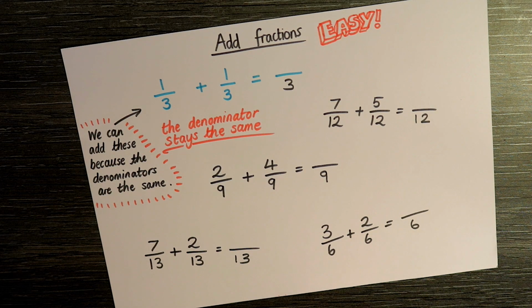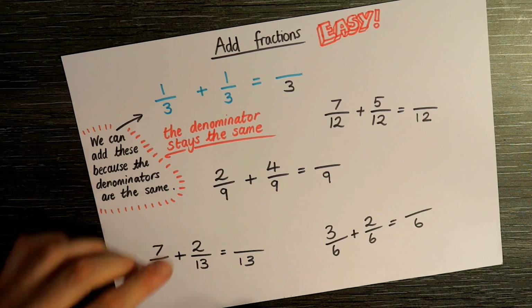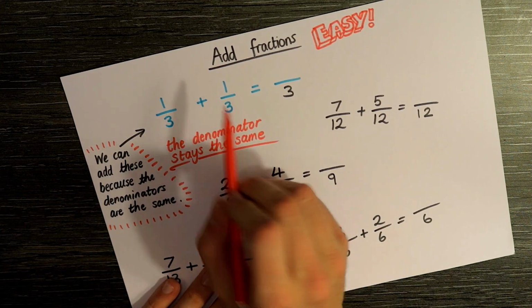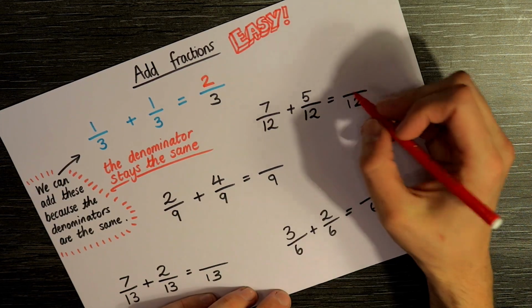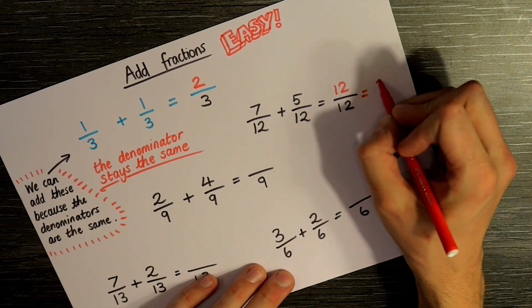The trickiest part, which is actually really easy, is adding the numerators. So denominator stays the same, the numerators we add them. 1 and 1, 2. 7 and 5, 12. Ooh, 12 out of 12. We could say that is just 1.